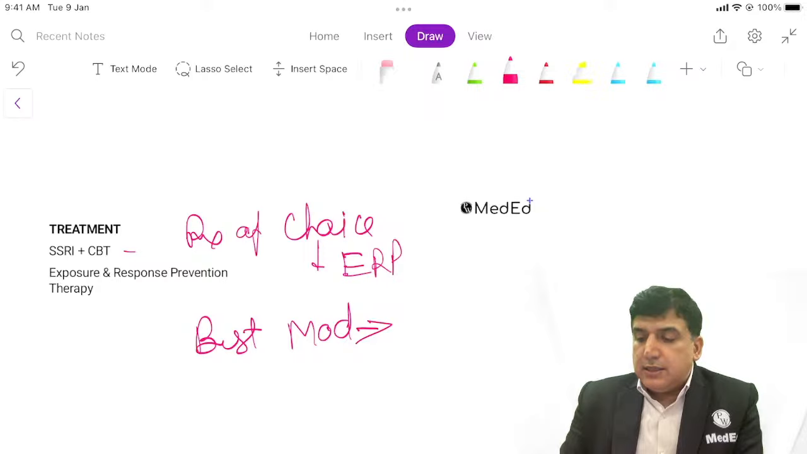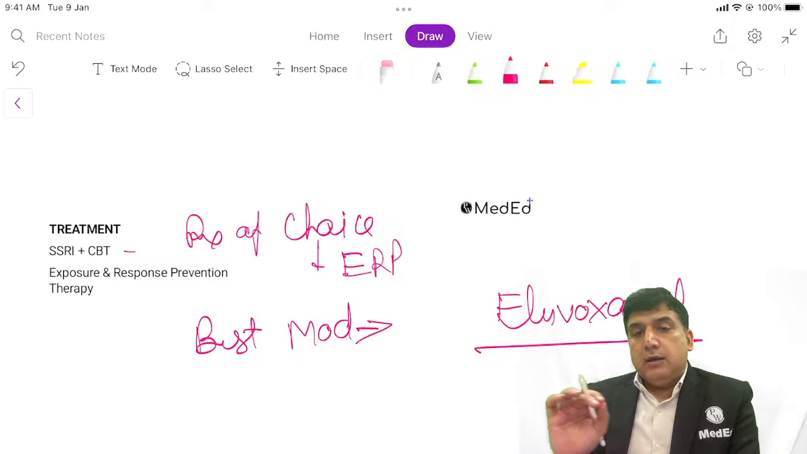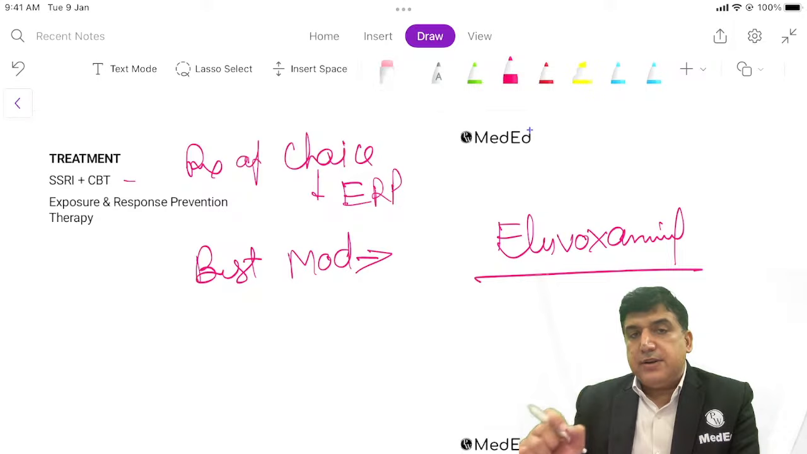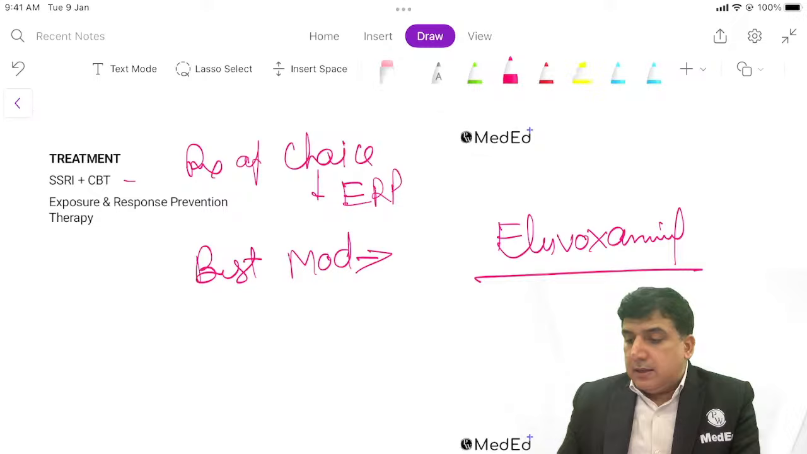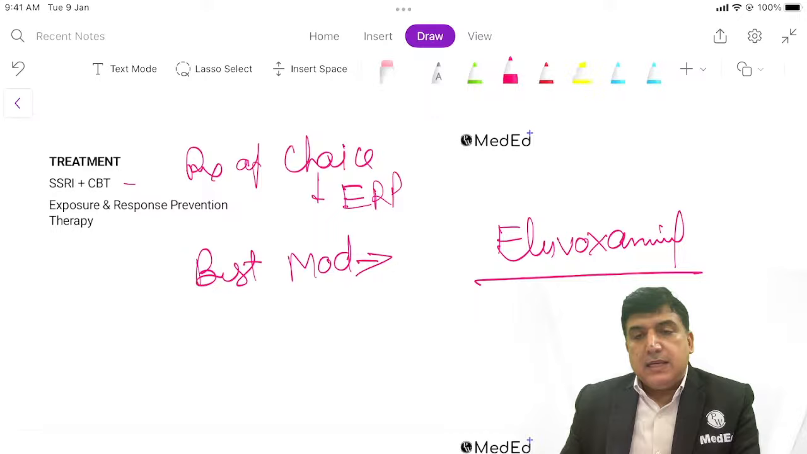Okay, which SSRI is best in OCD? Fluvoxamine. So just listen carefully. If they ask the treatment of choice in OCD, the answer is exposure and response prevention. The best modality of treatment in OCD is SSRI plus CBT. And if they ask which SSRI is best in OCD, fluvoxamine. Before it was fluoxetine.